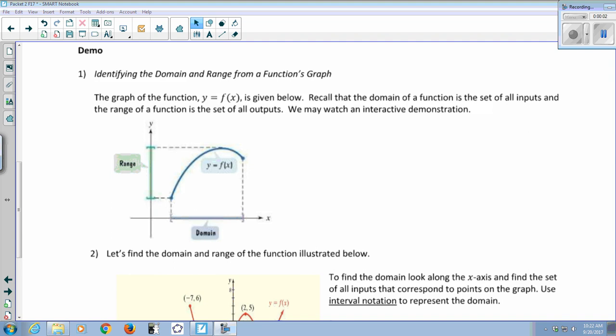This is the Math 107 Lesson 11 demonstration portion of the lesson.